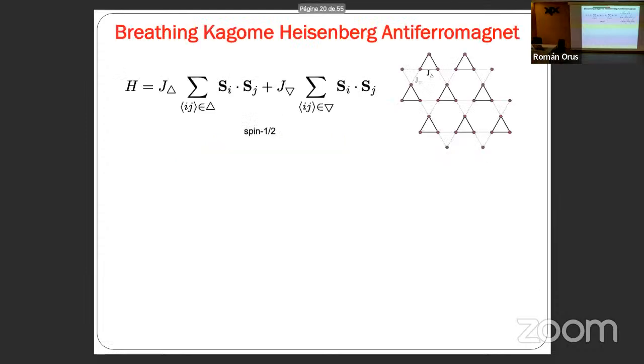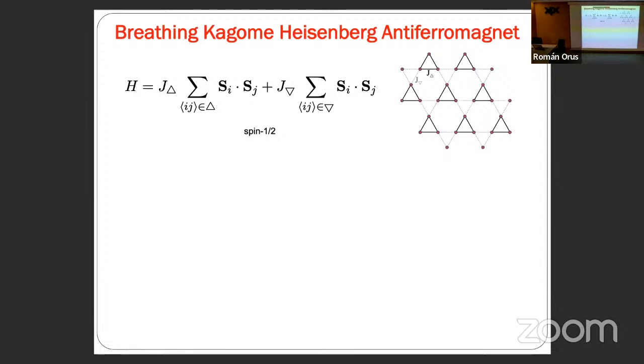which is the breathing Kagome antiferromagnet. This is the problem of finding the ground state of this Hamiltonian, okay, where we have spins one half on the Kagome lattice, right? And they are sitting on the vertices of the Kagome lattice. So these are, you know, these are total spin operators. So these are Heisenberg interactions, spin, spin, all right?